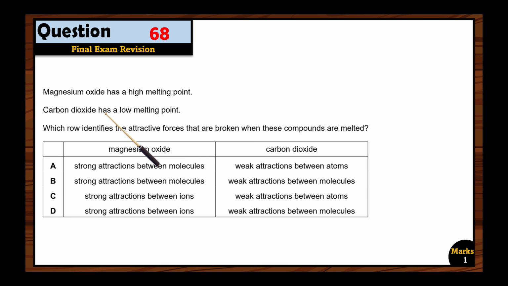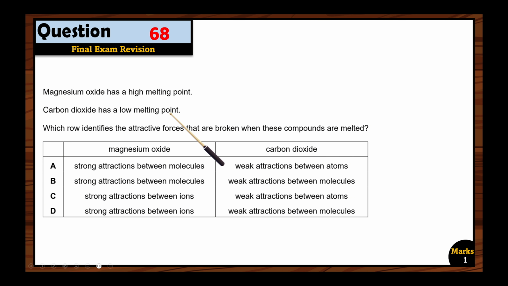Question number 68. Magnesium oxide has a high melting point. Now we don't know what magnesium oxide is: is it ionic, covalent, or metallic? How will you know? You have to see what it is. Magnesium, if you see in the periodic table, is on the left side and belongs to group number 2. So it's a metal, right? Oxygen is a non-metal. So a metal and a non-metal always make an ionic compound. So it means magnesium oxide is an ionic compound.